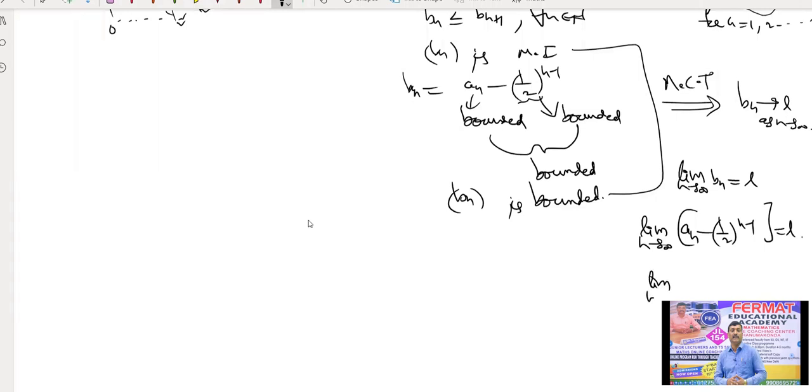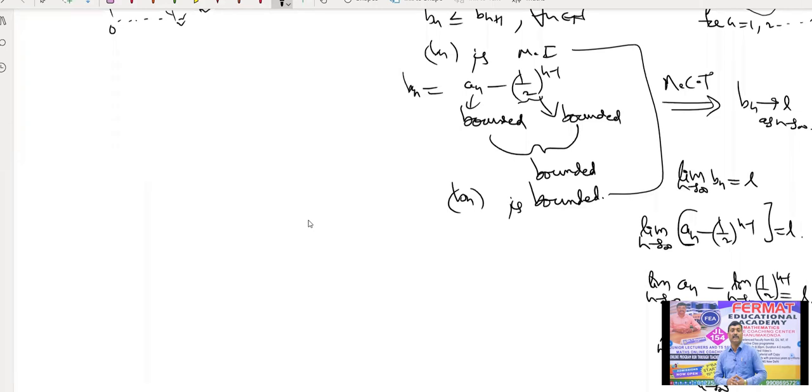I don't know whether a_n is convergent or not. So the limit of 1 by 2 whole power n minus 1 converges to 0. Therefore, limit as n tends to infinity of a_n minus 0, because 1 by 2 whole power n minus 1 always converges to 0, is equal to L. Therefore, limit as n tends to infinity of a_n is equal to L. Therefore, a_n is a convergent sequence.